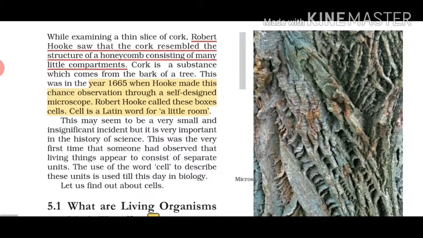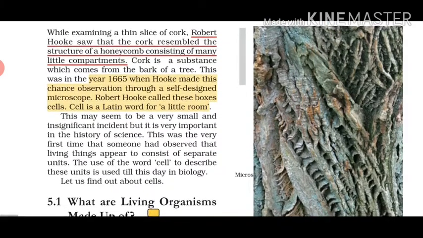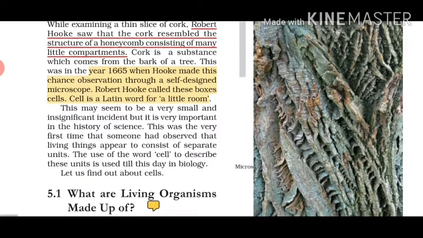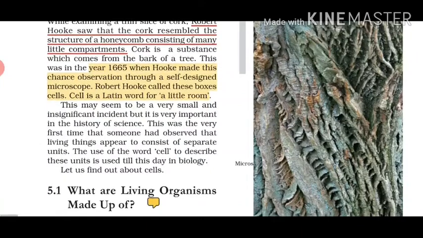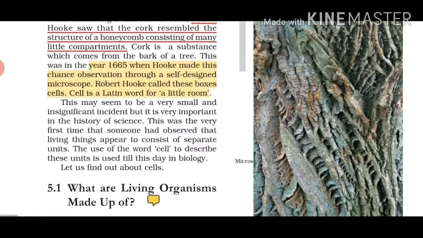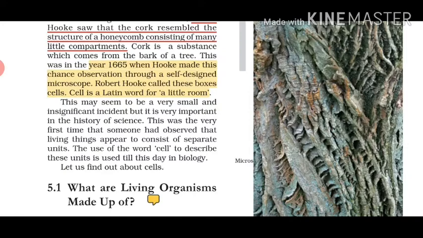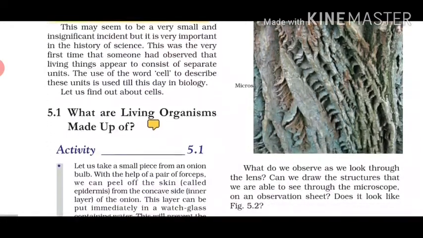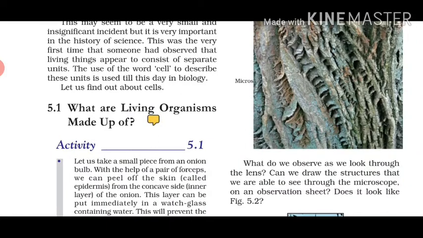Cell is a Latin word derived from cellula. Cellula means a little room. What are living organisms made up of? As I have told you earlier also, living things are made up of cells. All living things like plants, animals, humans are made up of cells. Organisms may occur as unicellular or multicellular, which we will study later on.